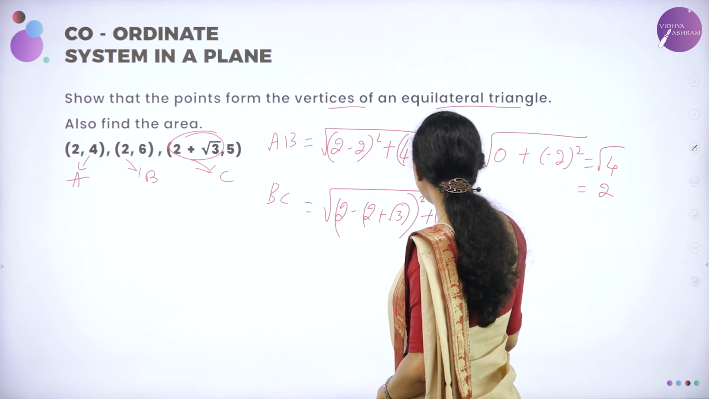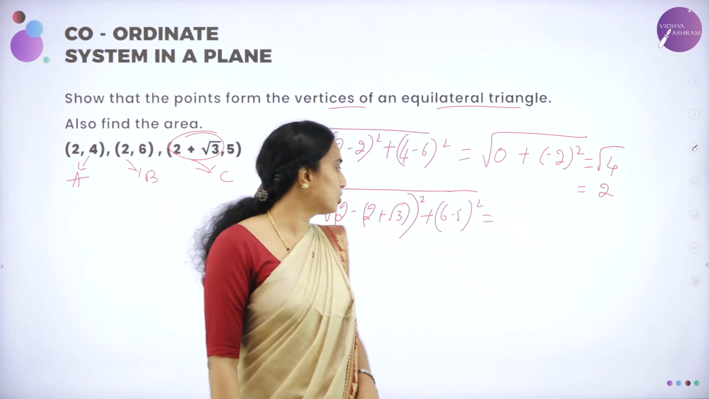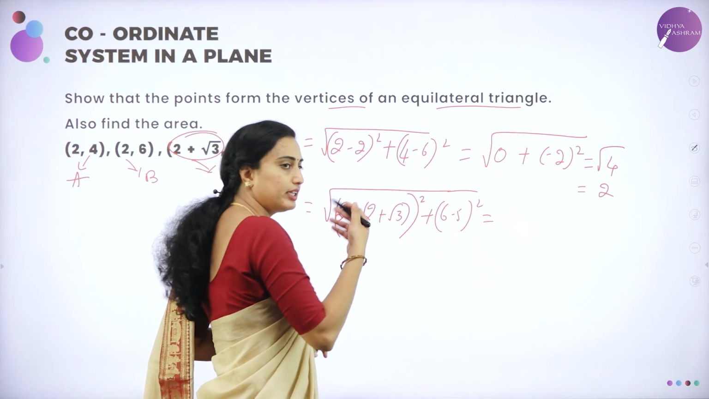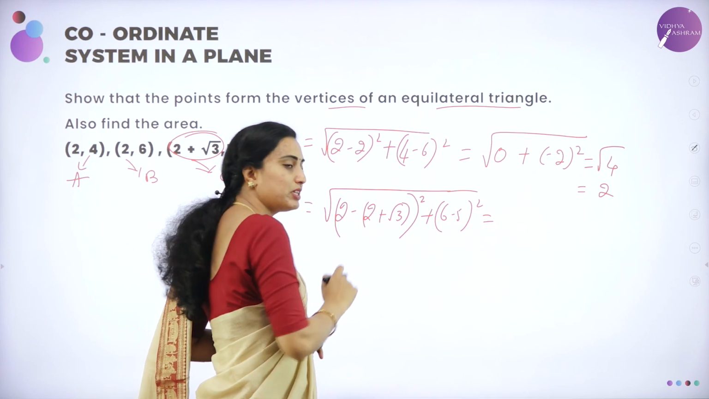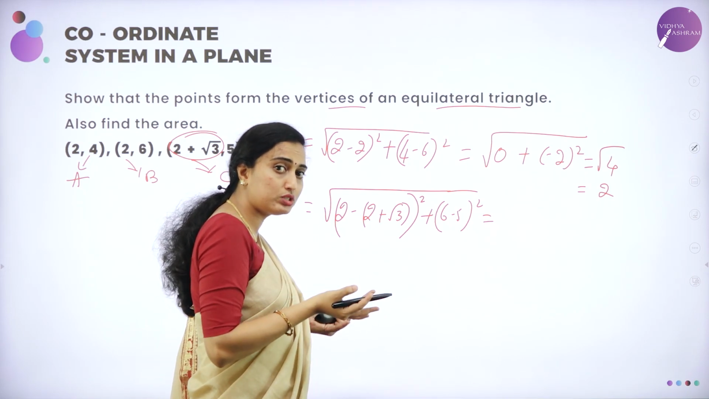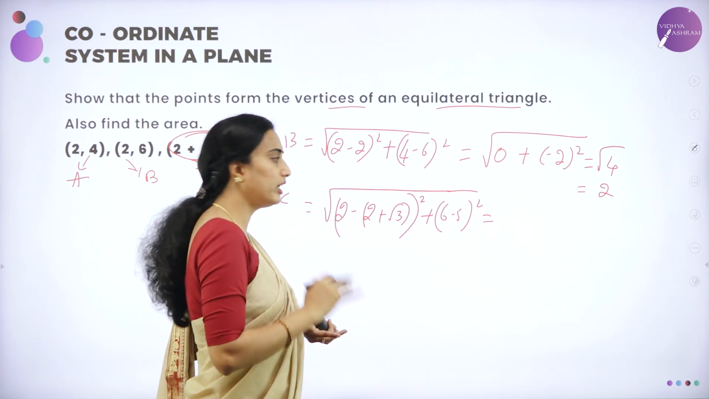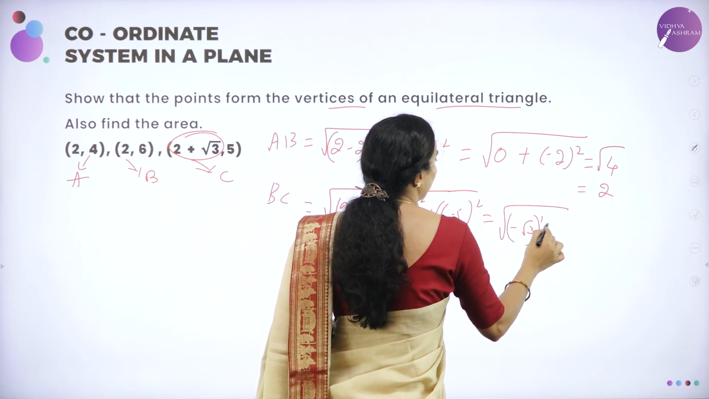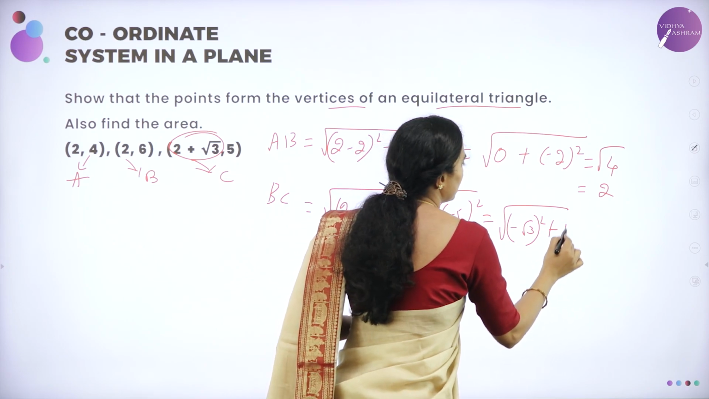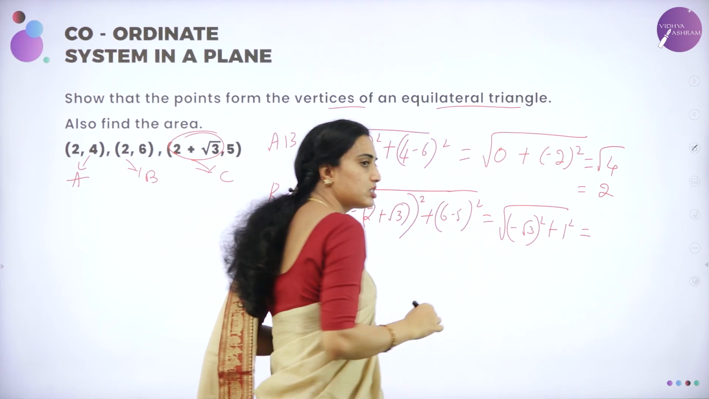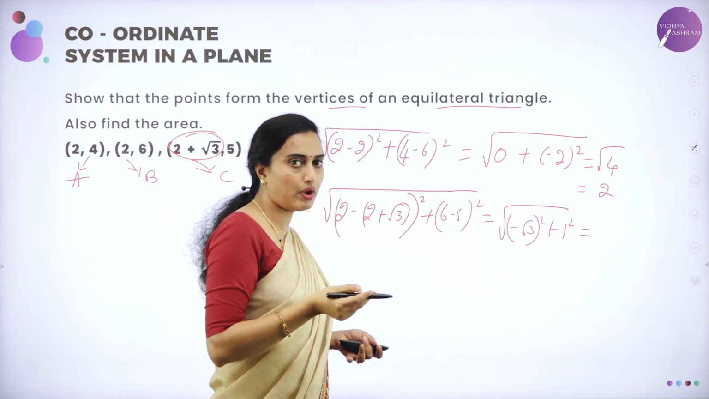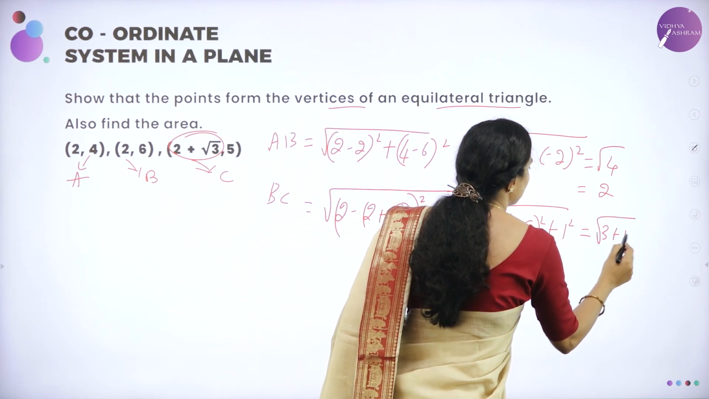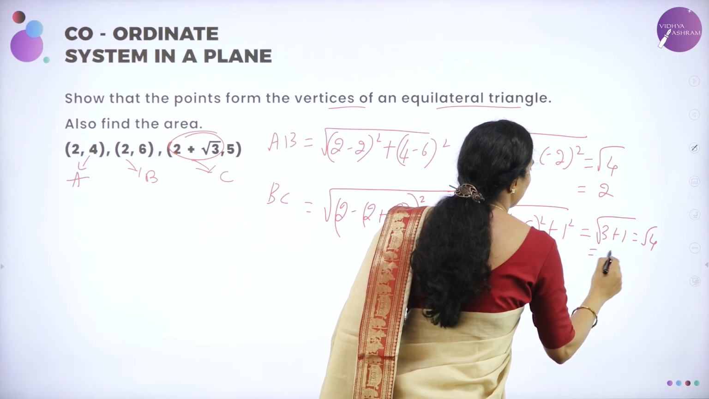So 2 minus 2, multiply the minus sign inside. What will it become? 2 and 2 will get cancelled. You are going to remain with minus root 3 whole square. What is minus root 3 whole square? 3, the root will get cancelled. So minus root 3 whole square plus 6 minus 5, which is 1 squared. Minus 1 squared is plus only. Root 3 squared is 3. So 3 plus 1, square root of 4, which is nothing but 2.